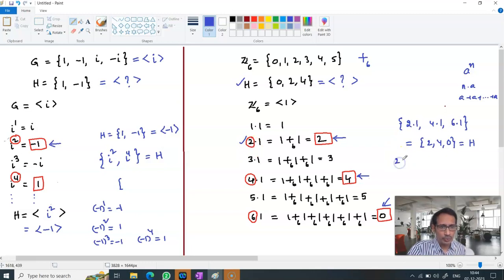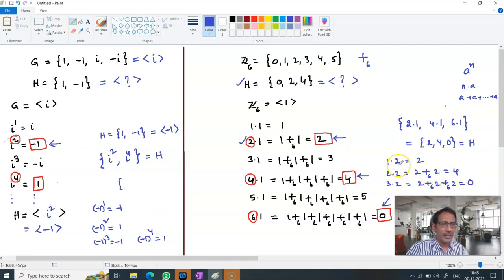See, 1·2 is 2. 2·2 is what? 2 addition modulo 6 2 is 4. 3·2 is nothing but 2 addition modulo 6 2 addition modulo 6 2, which is 6, but addition modulo 6 means divide this by 6 and the remainder is 0.